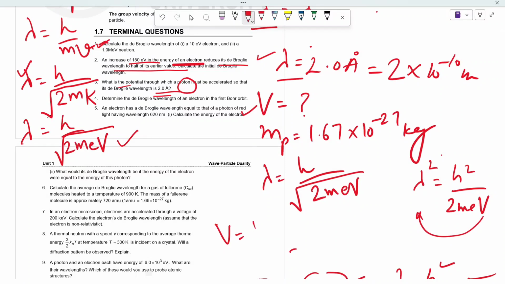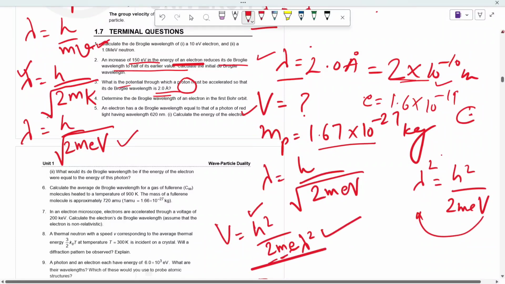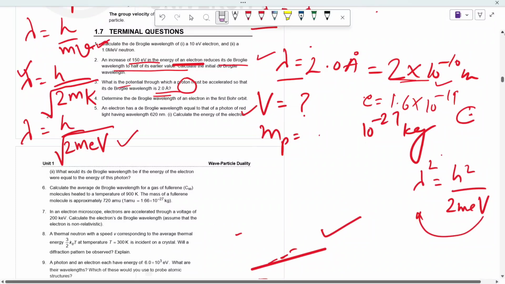Since we have to calculate the potential, we will take potential to this side. So potential is equal to h²/2me lambda squared. So this becomes the formula, and in this formula we will just substitute all these values. Planck's constant is 6.6 into 10⁻³⁴ joule second, 2, mass of proton, which is given, and e is the charge on electron, that is 1.6 into 10⁻¹⁹ coulomb. And the value of lambda is given, 2.2 into 10⁻¹⁰ meter. Substituting all the values, we will find the potential.